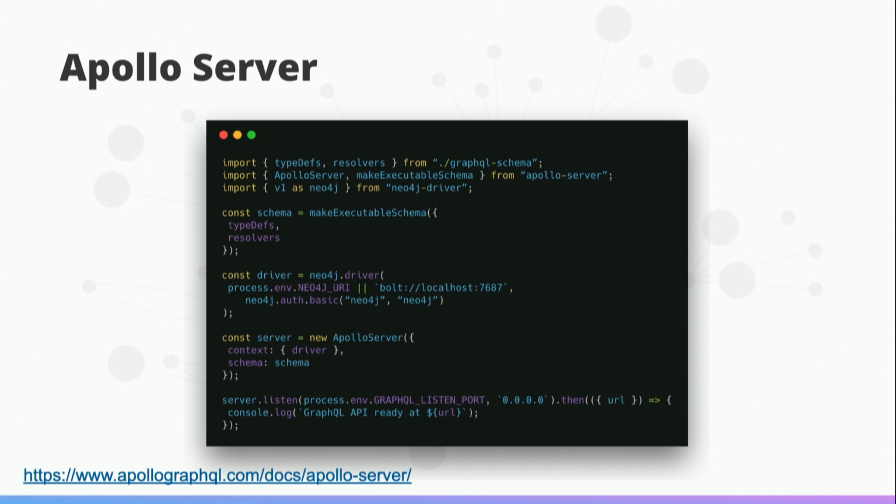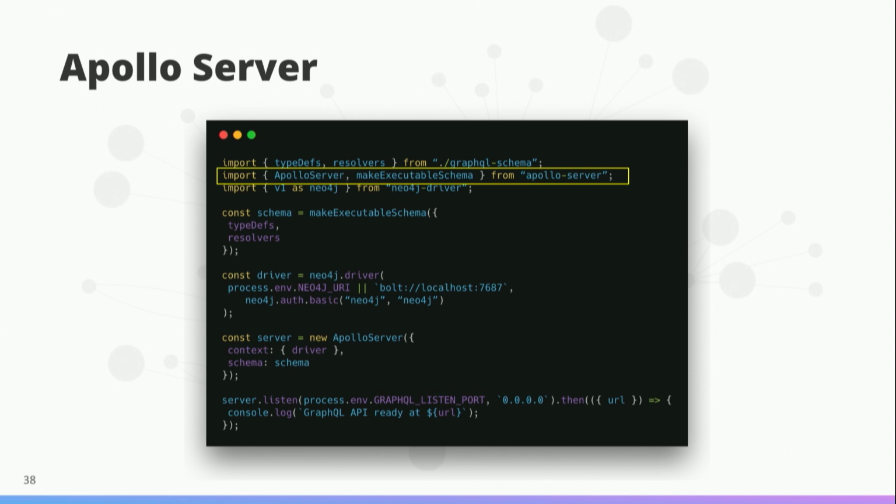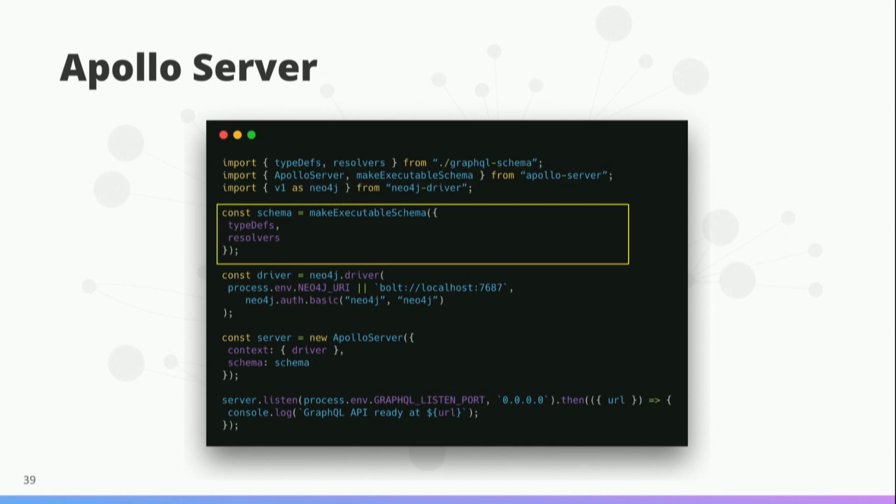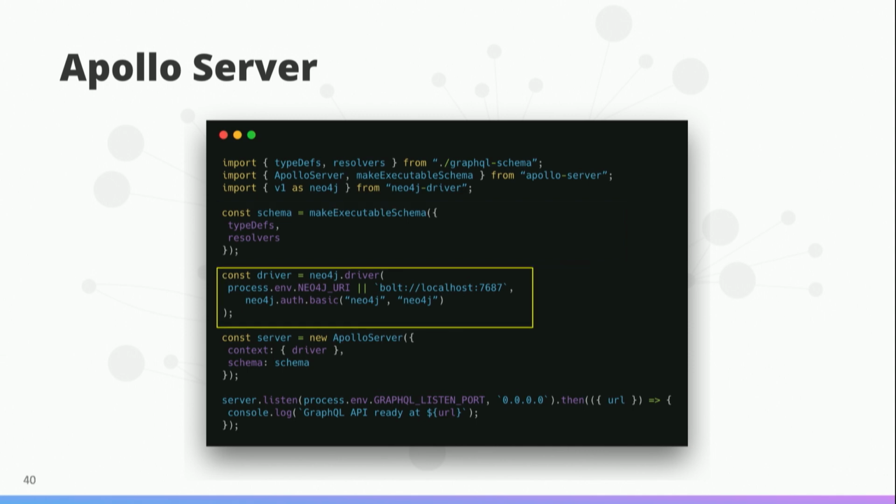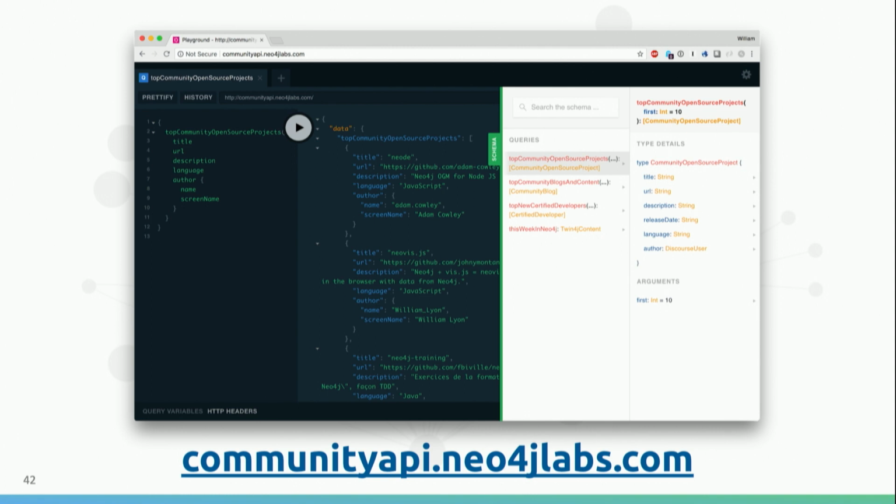How do we actually serve this thing? Well, there's some tooling called Apollo Server that makes it really easy to serve an executable GraphQL schema, so type definitions plus resolvers, using Node.js. It's built on top of Express. So basically all we do is pull in Apollo Server. We combine our type definitions and resolvers to make an executable schema. We create a database connection, and then we spin up Apollo Server. Okay, and we saw what that looked like, and that's running live.